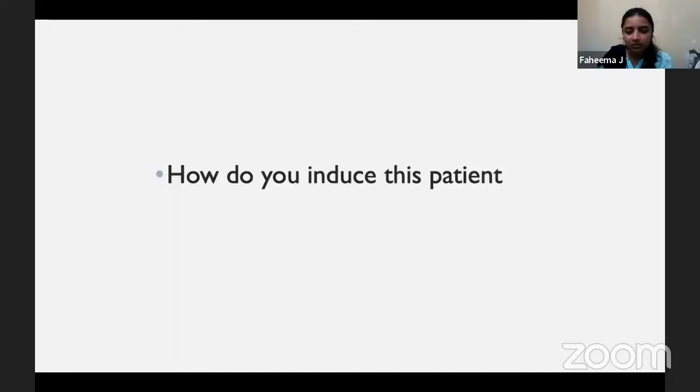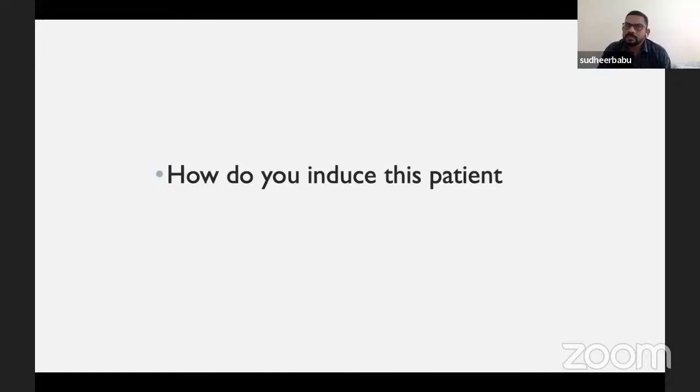Hello, sir. Yeah. Sir, for inducing this patient, first the patient is kept in a secretion retaining position to avoid spillage of secretions into the other lung or into the healthy lobes of the same lung. And then the patient is induced with rapid sequence induction, sir, preferentially with IV anesthetic agents like propofol.